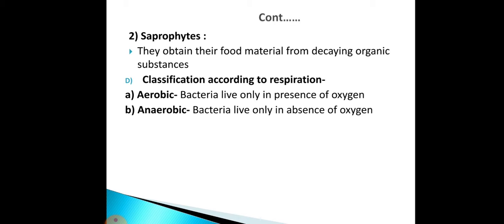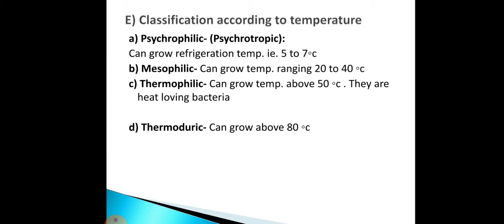Then classification of bacteria according to respiration. The first one is the aerobic bacteria. Bacteria which live only in the presence of oxygen, that we call aerobic bacteria. And anaerobic bacteria are the bacteria which live only in the absence of oxygen. These are the two types of bacteria according to respiration.